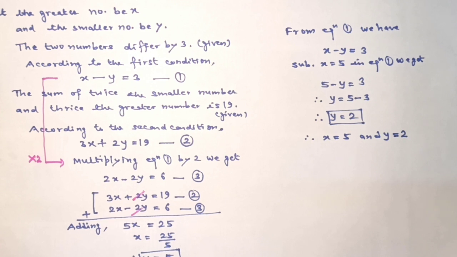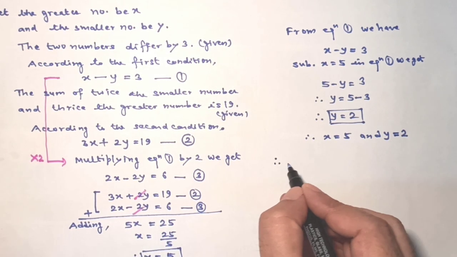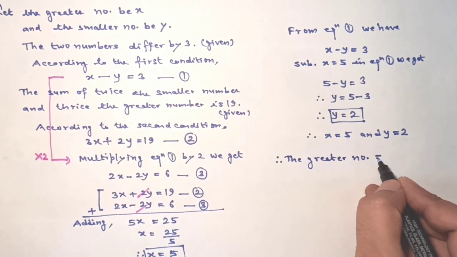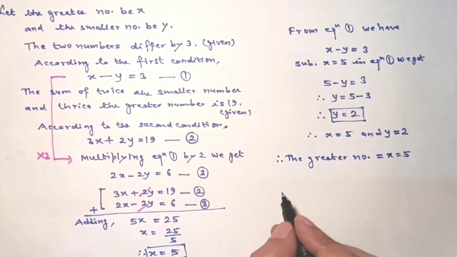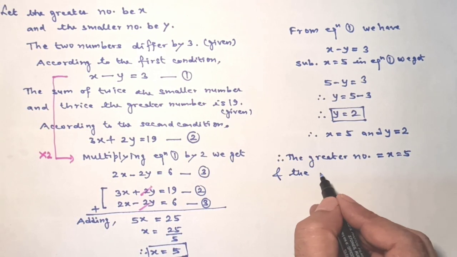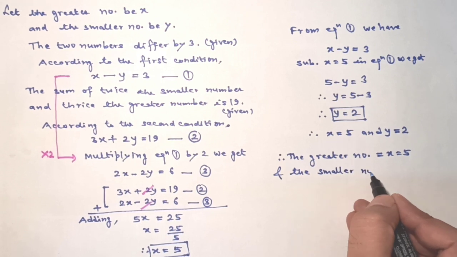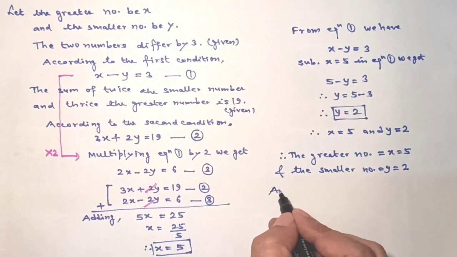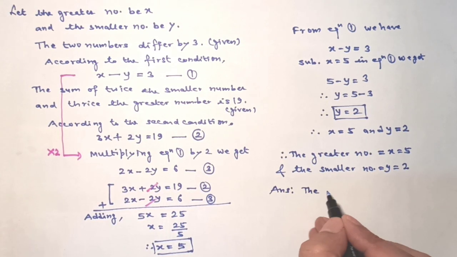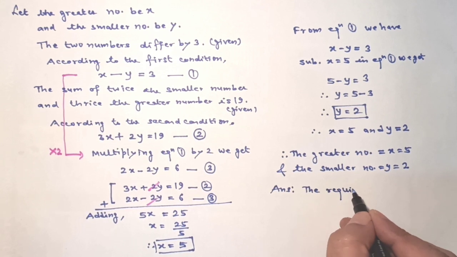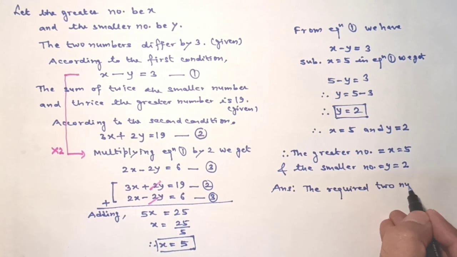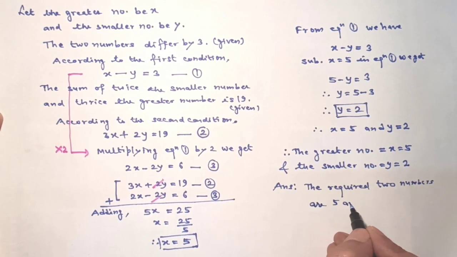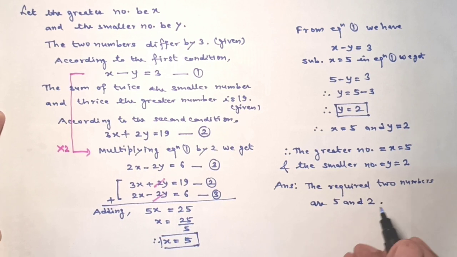Now you have to write the answer. So therefore you write, the greater number is equal to x, which is equal to 5, and the smaller number is y, which is equal to 2. Therefore your answer is the required two numbers are 5 and 2. That's all.